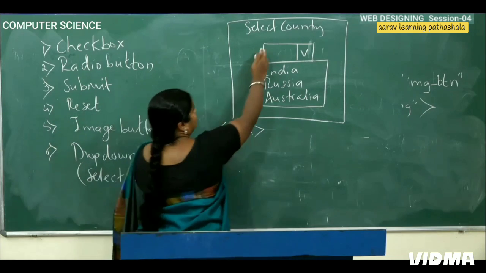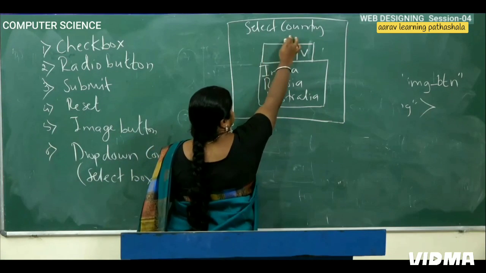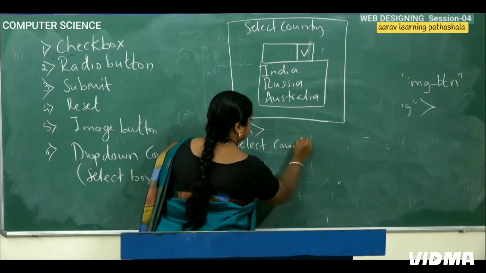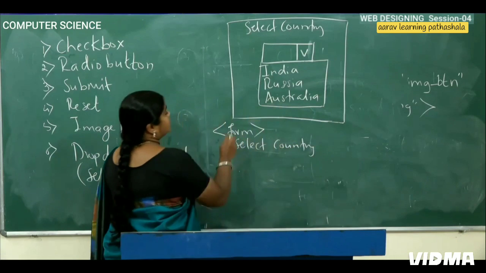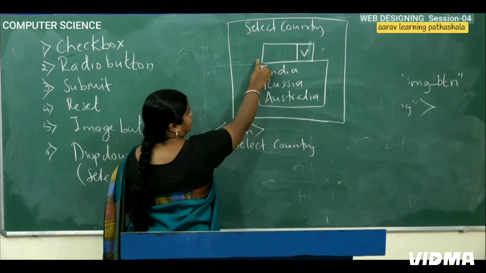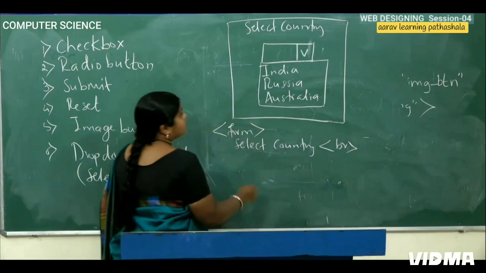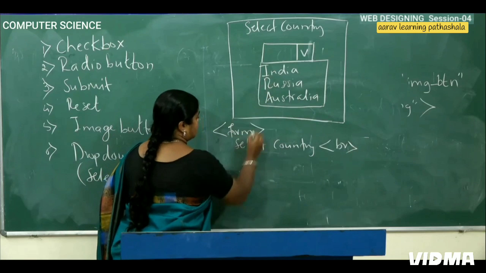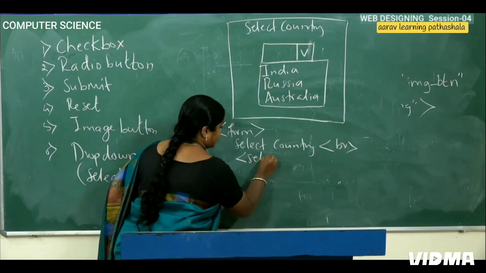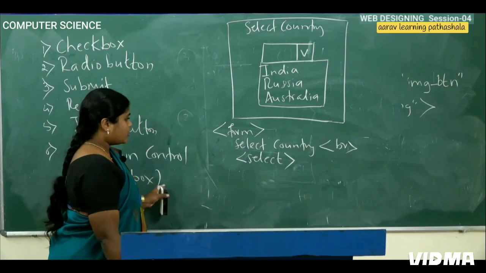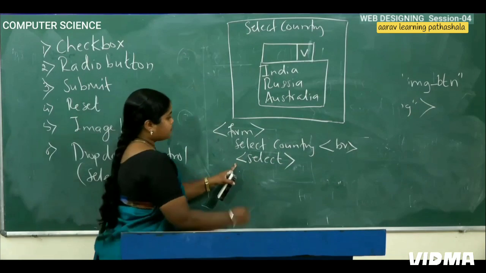Now after this, we need to get the label as select country. Then after this, we need this particular drop down in the next line. So here it will be BR. Then after this, we need this particular control. The tag we are going to use for drop down is select.